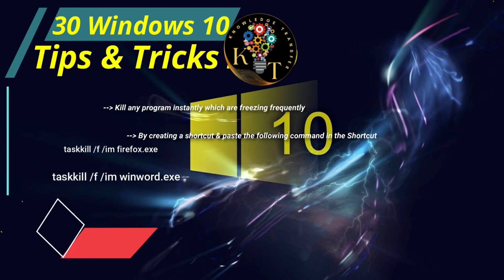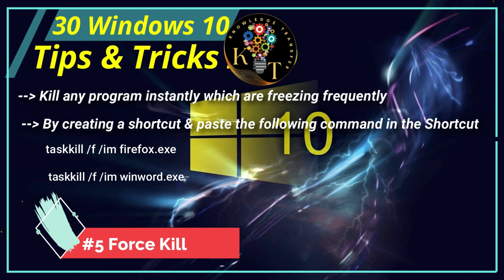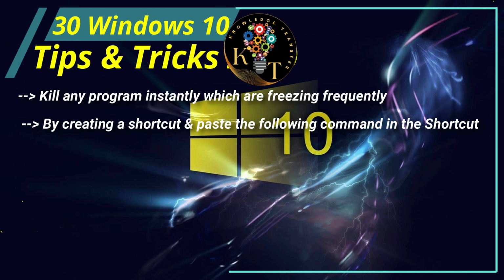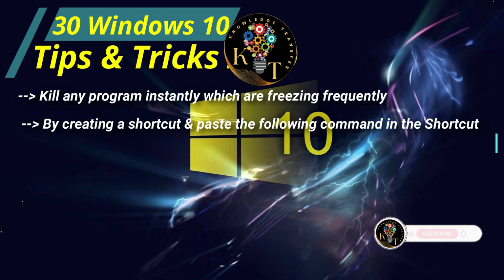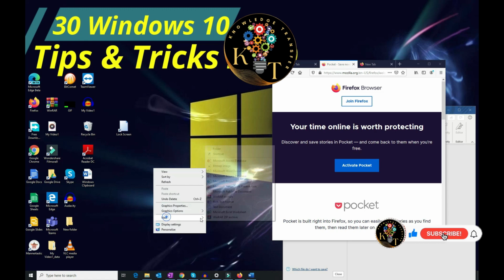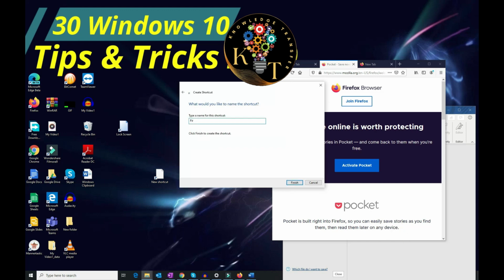Number 5. Force kill. You can kill any program instantly which is freezing frequently. For example, to kill Firefox, we go to Task Manager, select Firefox, and then click on End Task to kill Firefox. This can be accomplished using the force kill. We can simply create a shortcut and instantly kill it by pasting the command in the shortcut location.